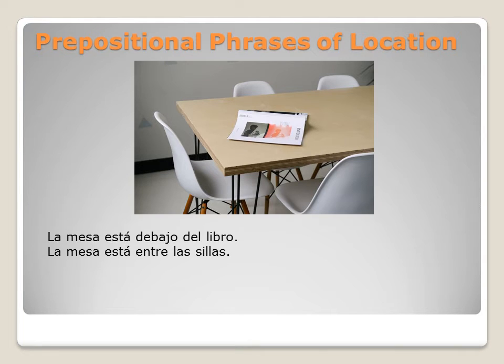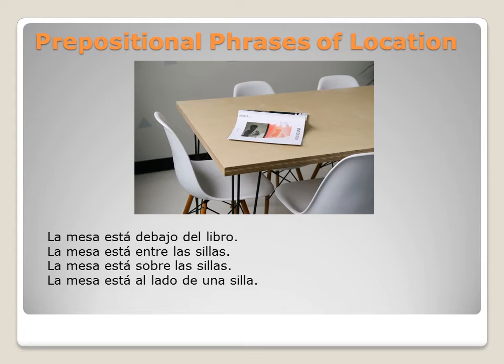La mesa está entre las sillas. Right? It's among the chairs. The chairs are around it. La mesa está sobre las sillas. So it's over the chairs. The chairs are kind of under the table, so, that's true. La mesa está al lado de una silla. That's true too. So the table is next to a chair.